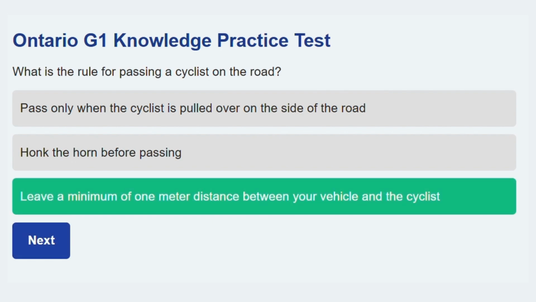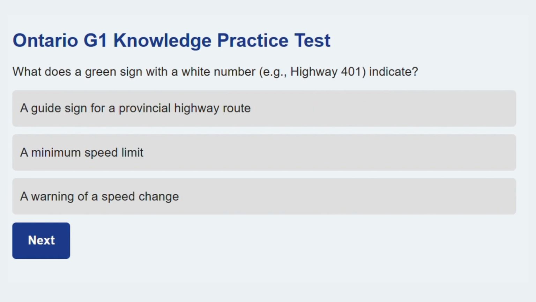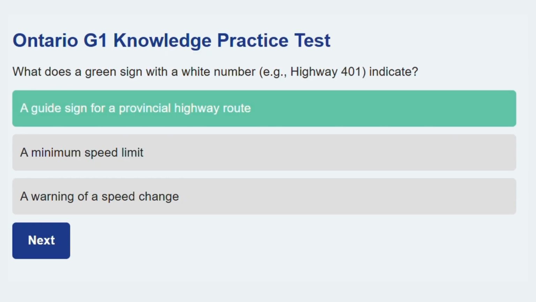Let's continue. What does a green sign with a white number, e.g. Highway 401, indicate? A guide sign for a provincial highway route. Green signs are generally used for guide, distance, and destination information.